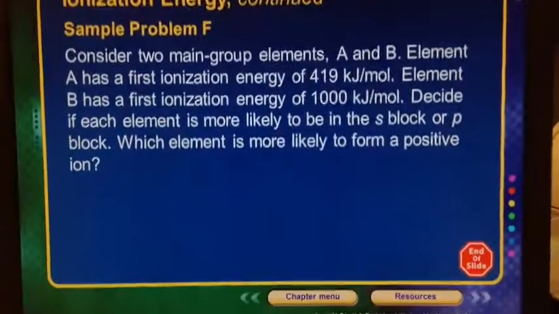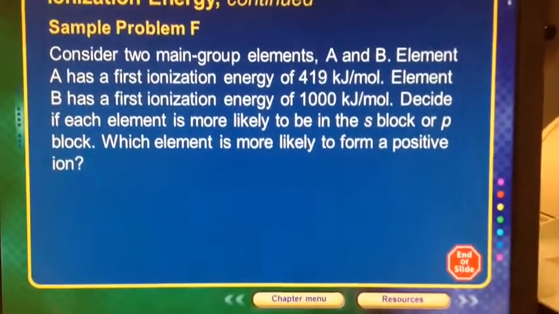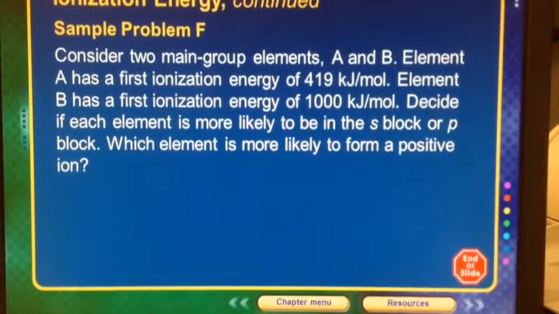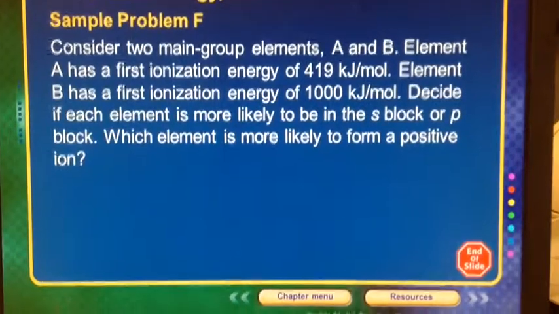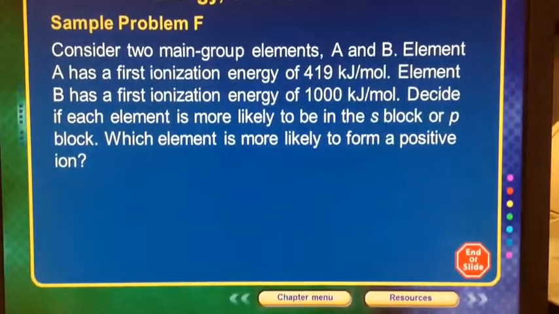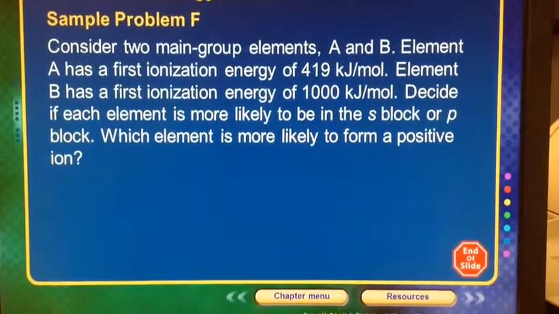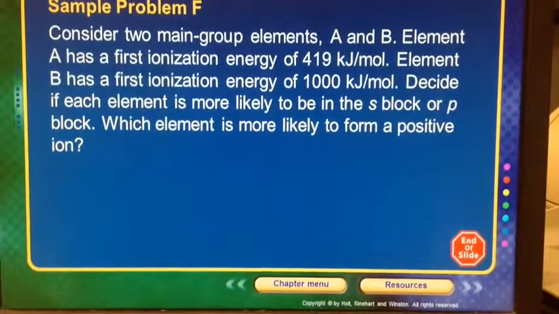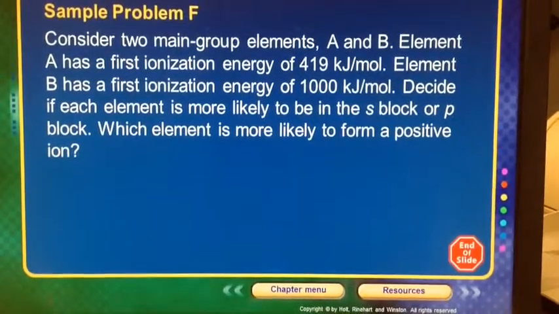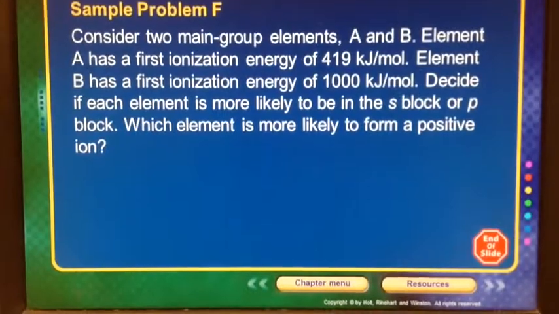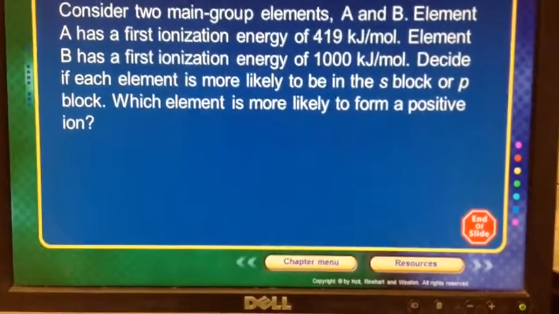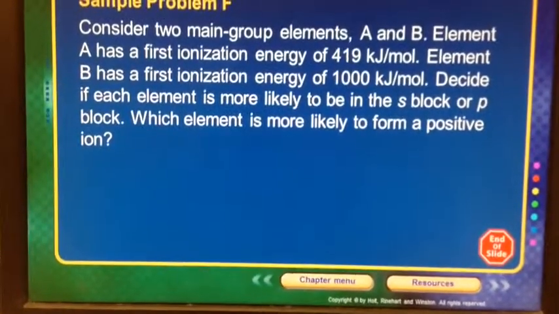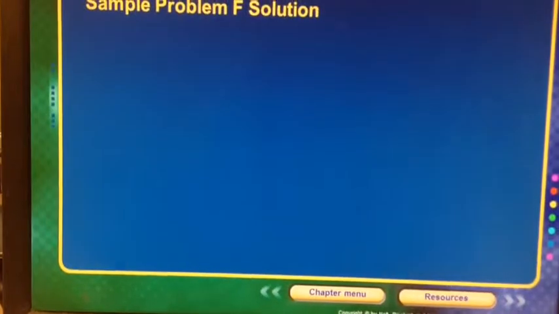So now let's look at a problem. Consider two main group elements, A and B. We don't know what they are. Element A has a first ionization energy of 419 kilojoules per mole. Element B has a first ionization energy of 1,000 kilojoules per mole. Decide if each element is more likely to be in the S block or P block. Which element is more likely to form a positive ion? Now go back to that couple of charts that we were looking at, with increasing ionization energy from lower to higher, and that should help you.